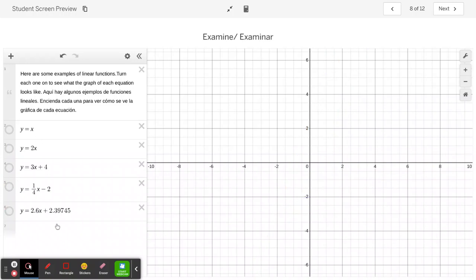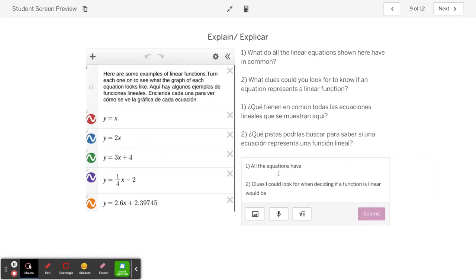All of these equations turn out to be linear equations because even though they have fractions, decimals, whole numbers, some of them don't have any numbers showing at all. They're all linear. So on slide 9, that's what we need to talk about.